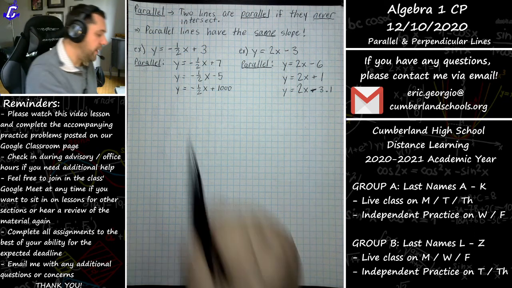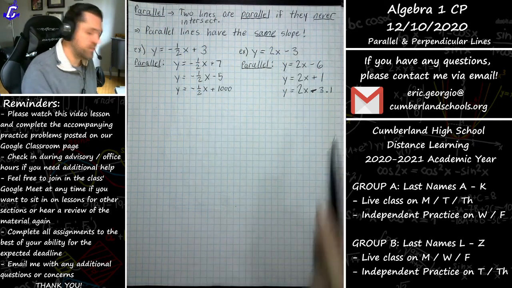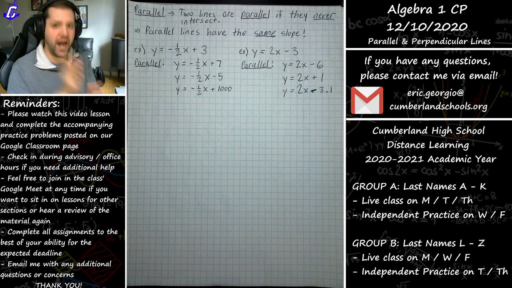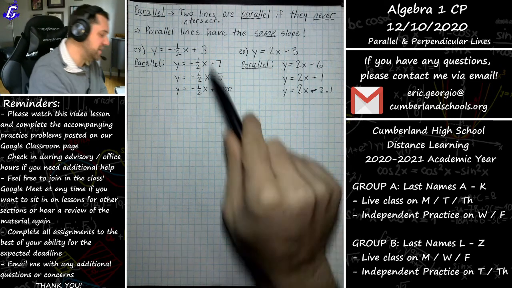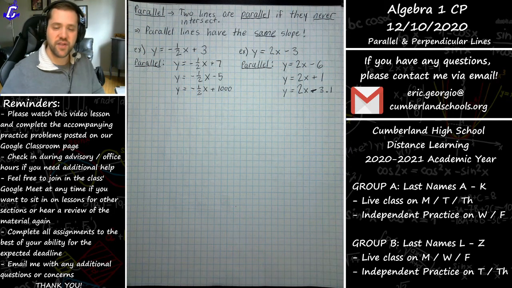So again, parallel lines, same slope, different y-intercepts. All right, but that y-intercept could be whatever you want it to be, as long as it's not the same, because then it would overlap, and that would be like the opposite of parallel. So just keep that in mind. All right, that's parallel. That's how you write the equations of things that are parallel to other lines.